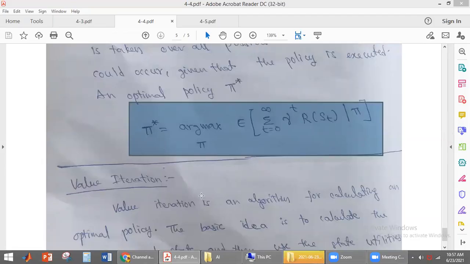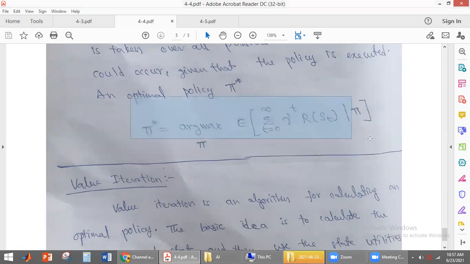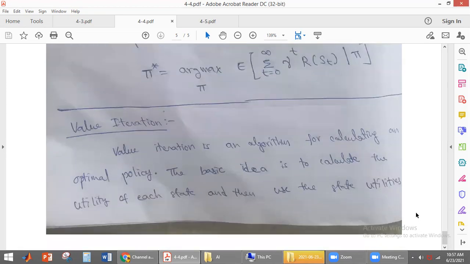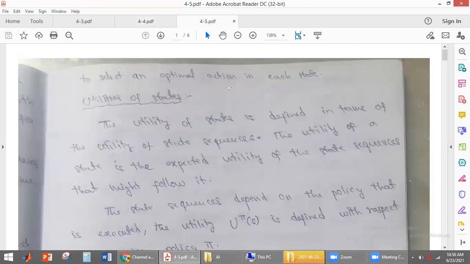Value iteration. Value iteration is the algorithm for calculating the optimal policy. So how do you calculate this optimal policy? This optimal policy is calculated by using value iteration. The basic idea of this algorithm is that we have to find out the utility of each and every state. Then, using this utility of each state, we will be obtaining the optimal action in each state.